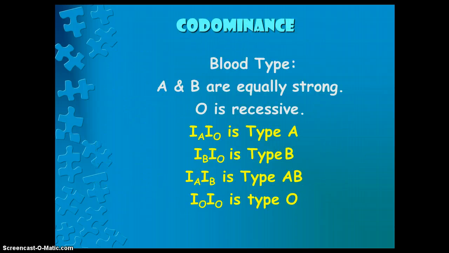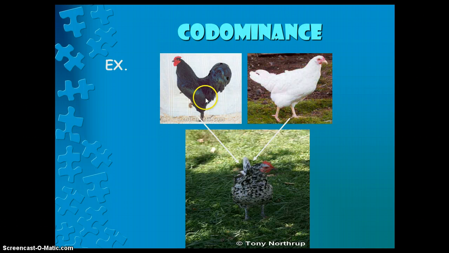Codominance is like when we take a black chicken and a white chicken and we get a black and white speckled chicken. Both of them are equally strong, and neither one is going to dominate over the other. They're not going to blend together, but both of them are going to show when we have codominance.